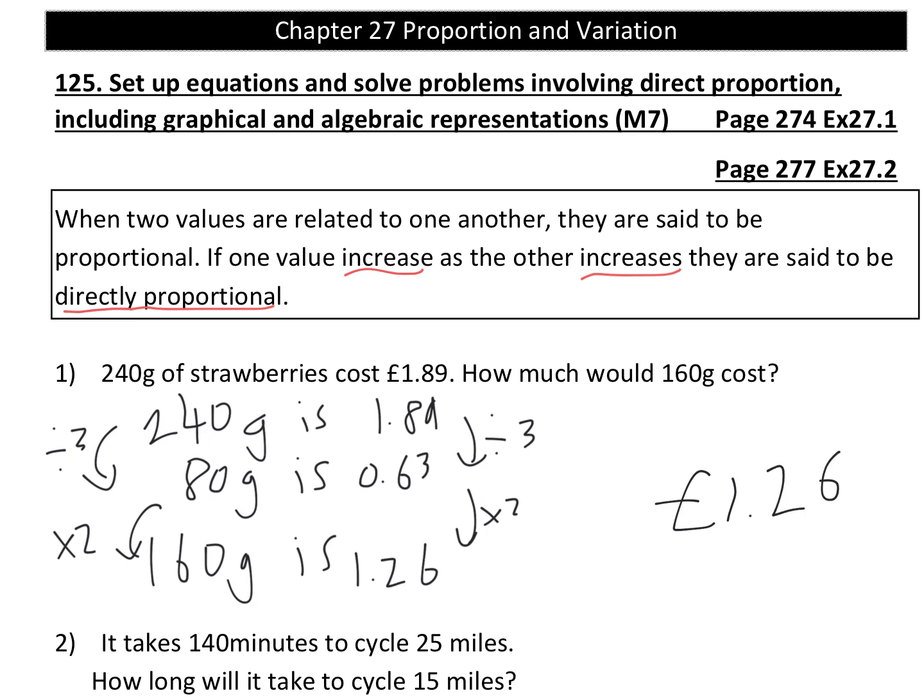Okay, your other approach there, if the numbers weren't so nice, or if you didn't spot that, would just be to divide by the weight. So get what 1 gram is worth by dividing by 240. And then you need 160, so times by 160.